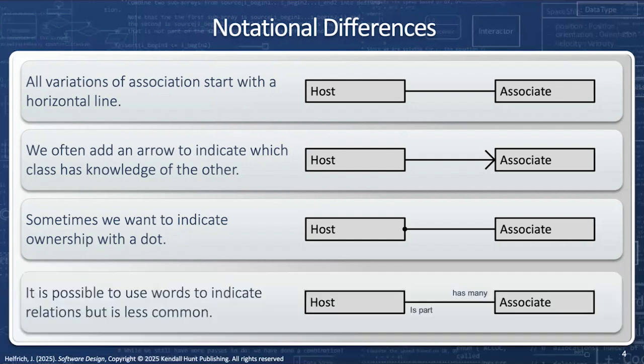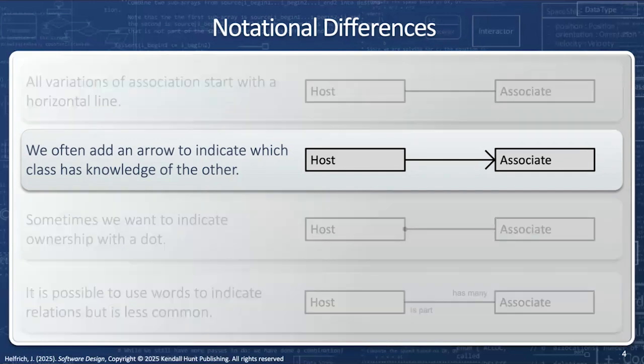The final variation you see sometimes is they're not going to have arrows or dots, but they're just going to have text. And this text refers to the relationship. In this case, host has many associates, and associate is a part of the host. Now, the most common way to represent association in a UML class diagram is the middle one. We use a horizontal line and the open arrow, and we'll continue with that exclusively moving forward.